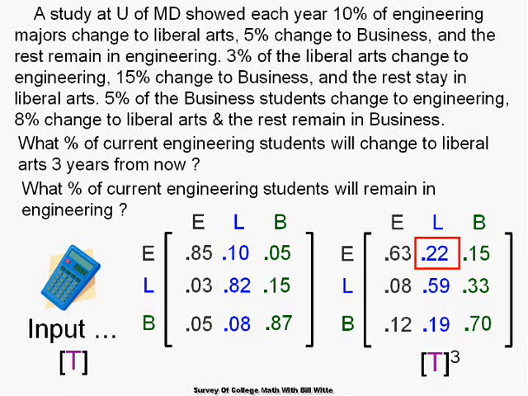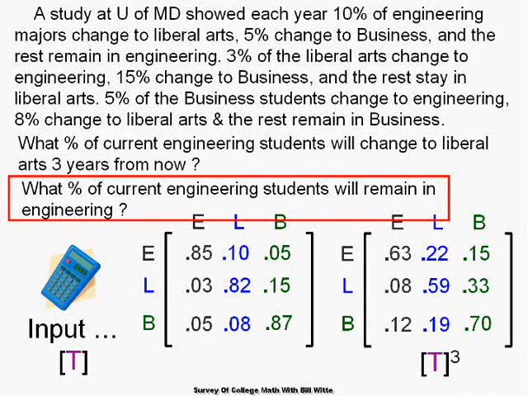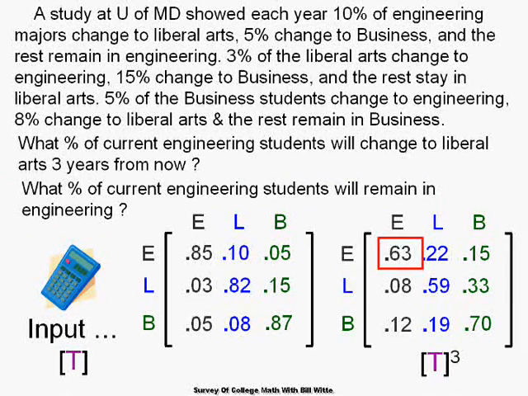Now, the second question is, what percent of the current engineering students will remain in engineering? Well, that'd go from engineering to engineering, and you're absolutely correct, 63%. So you have to know which numbers to pick as well. It probably would behoove you to label, don't get lazy on me, label the E, the L, the B, or whatever you're using with something so that at the end of the problem you'll know what those numbers stand for. Okay, well, that's kind of your review for matrices.